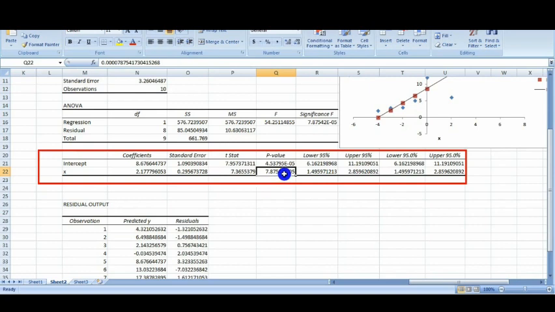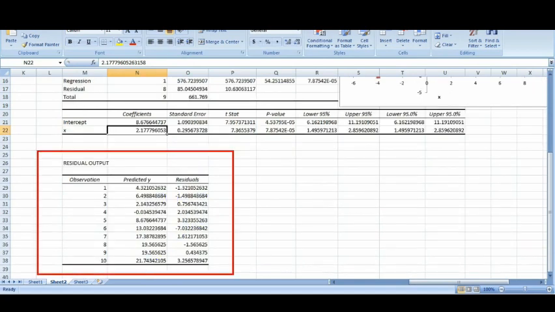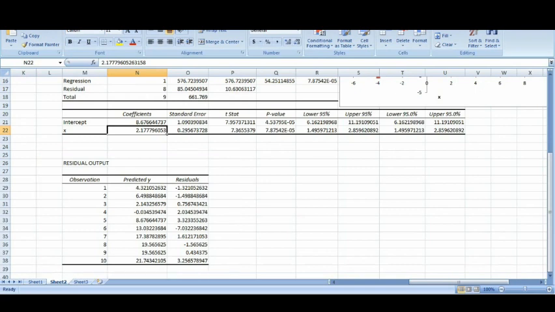When the p value is less than 0.05, you say that the coefficient is significant. Here it is very close to 0, so it is definitely less than 0.05. So, here this regression coefficient is significant. That is what we come to know by looking at the data. Then there are some residuals and other things which are plotted by Excel.